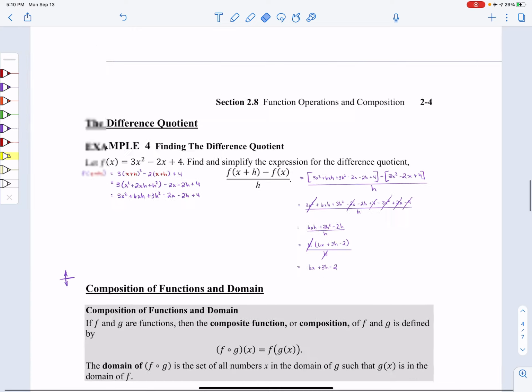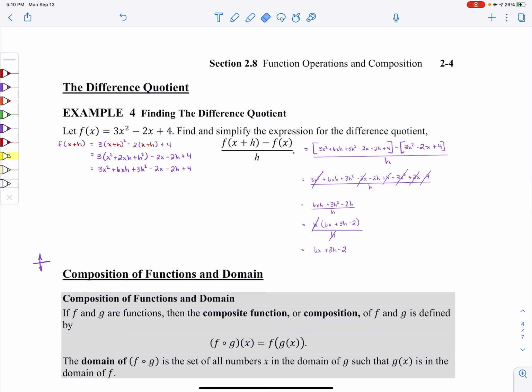This is a great exercise, and it's not only useful just for calculus, but it's a great exercise just to make sure you completely understand the concept of plugging something in that's not just a nice, pretty number.